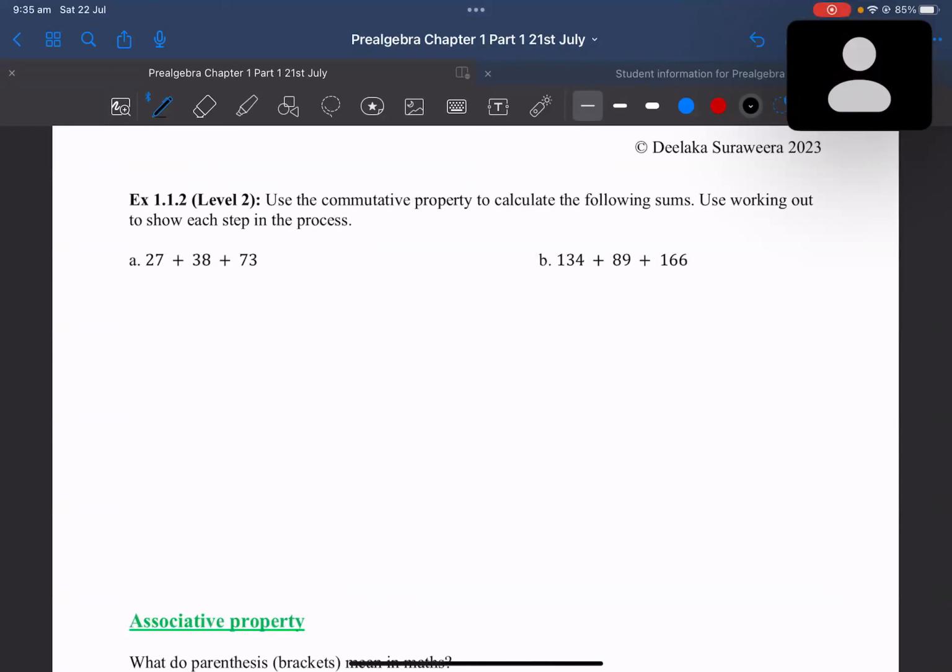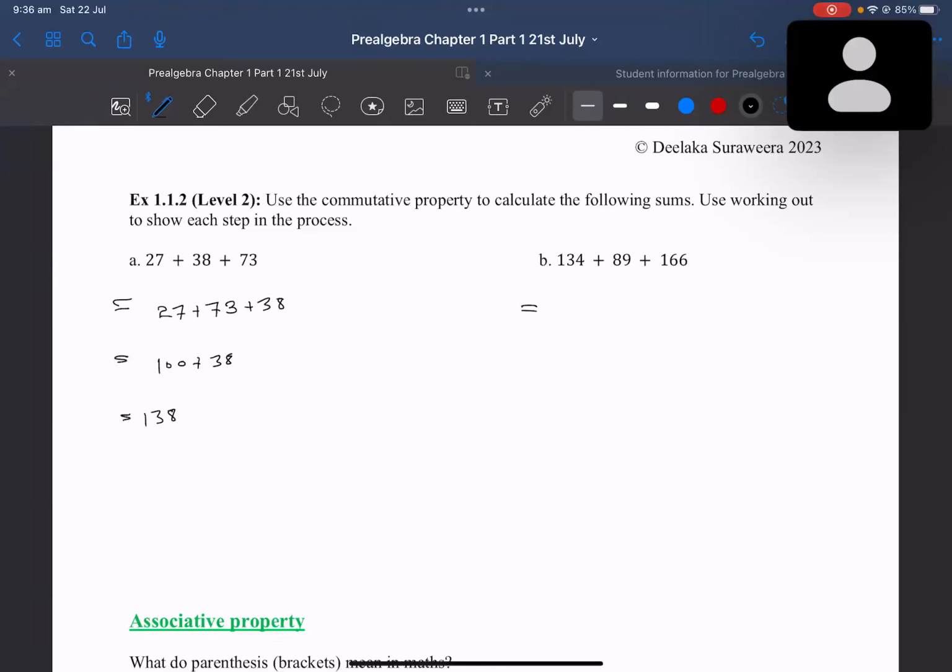Okay. Ryan, what's your answer to part A? 138. Yeah, good. And did you rearrange so you get 7 plus 73 first? Yeah, good. This is a nice number. It's 100 plus 38 then. I know you can do it normally. It's not too big, right? You can still do it the easy way, not the easy way, the left to right. But I just want you to use this so that when we get to hard problems, you can keep using it as well.